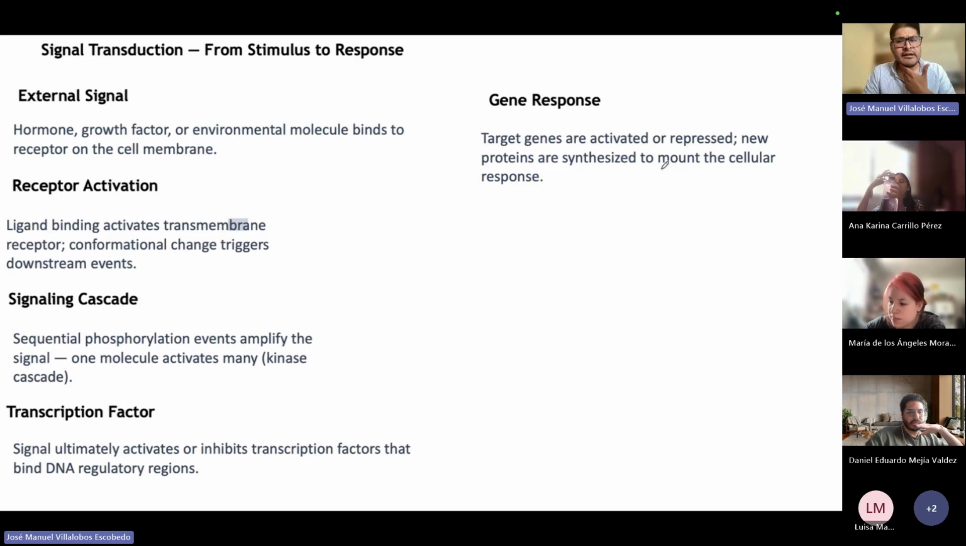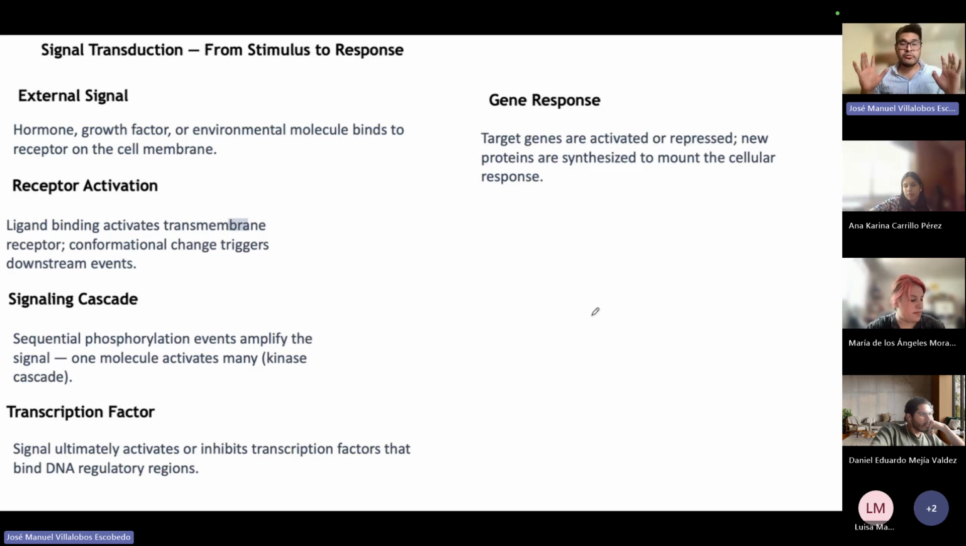What's the name of these regulatory regions? Do you remember the name of these regulatory regions in the gene? Do you remember where the transcription factors are binding? To a promoter? Promoters, exactly. This is the region that the transcription factor detects, and they start the transcription because they are activated.